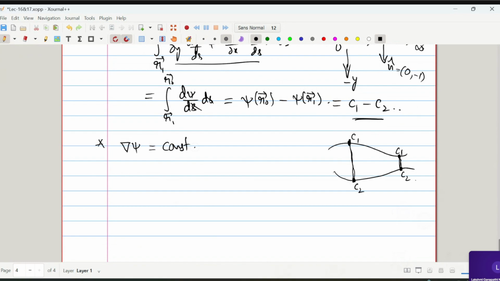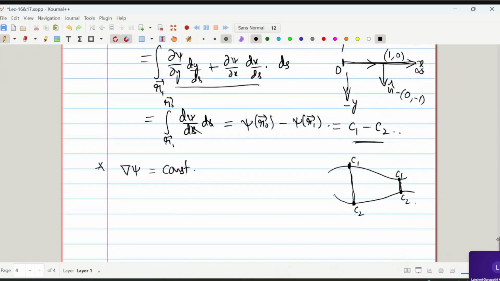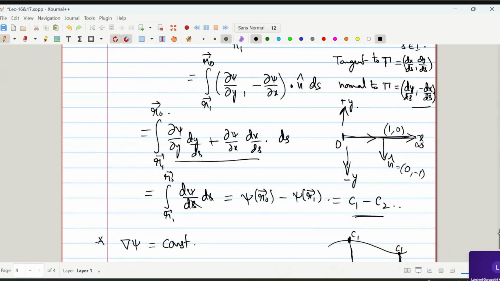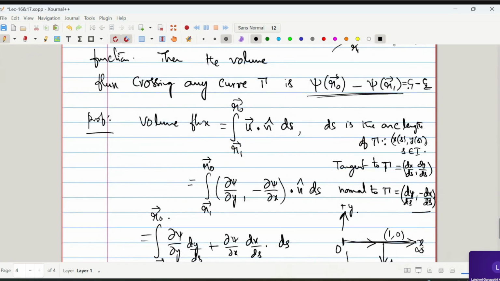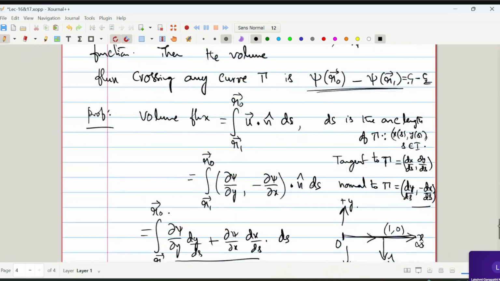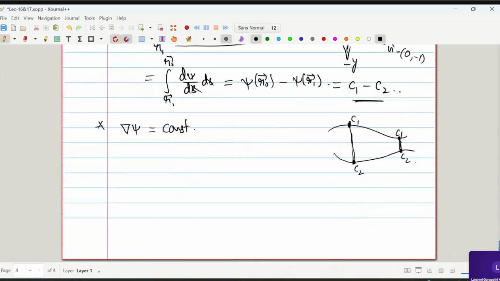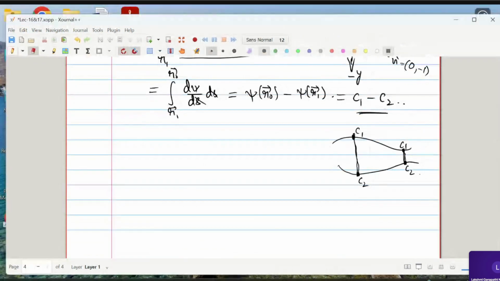Either these 2 points or these 2 points. So what happens here? So what do you conclude here? Basically this is your volume flux. Volume flux is basically constant across this, right? That's what you have to say. Okay. So what you have to write is, from this, if you consider this, I will write like this.